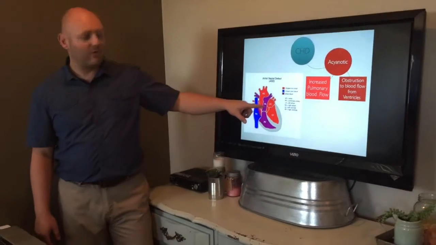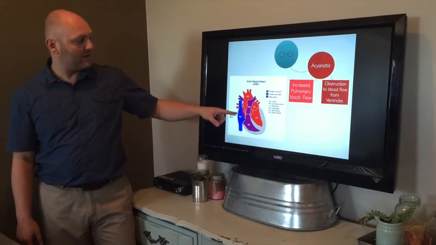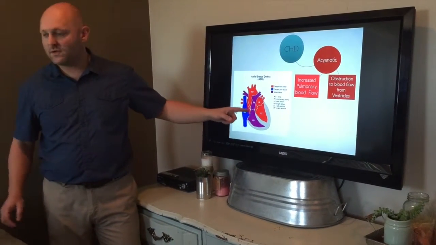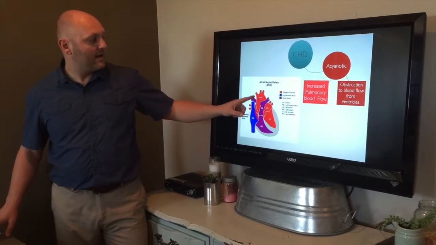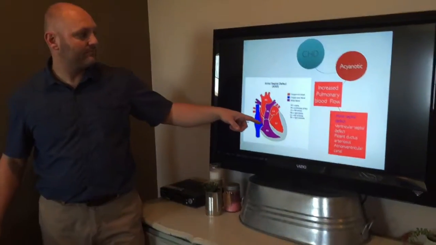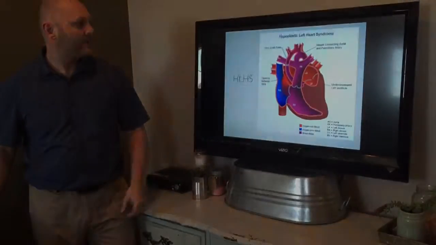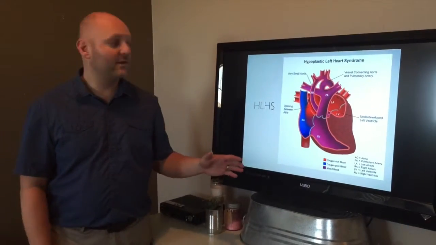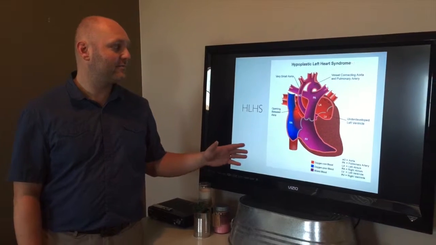We can see here that there's a left to right shunt as blood comes from the left atrium into the right atrium. More blood is going to the lungs than to the body, but yet the body still has high oxygen content. Good job. Our last heart defect we're going to look at is hypoplastic left heart syndrome.